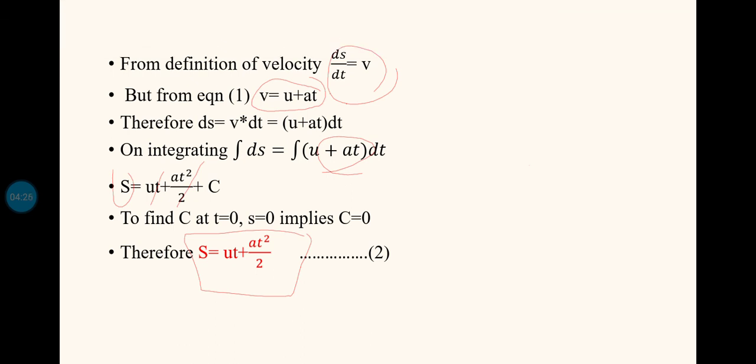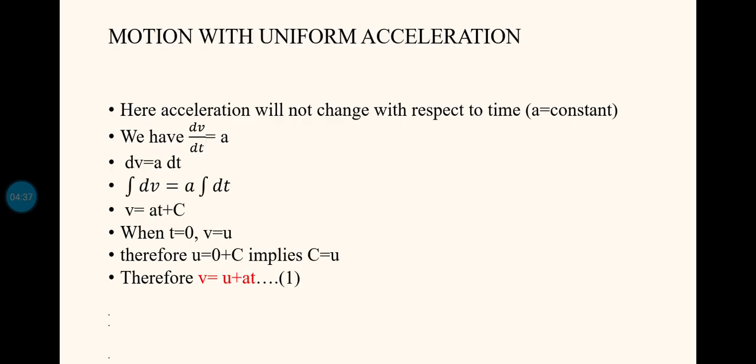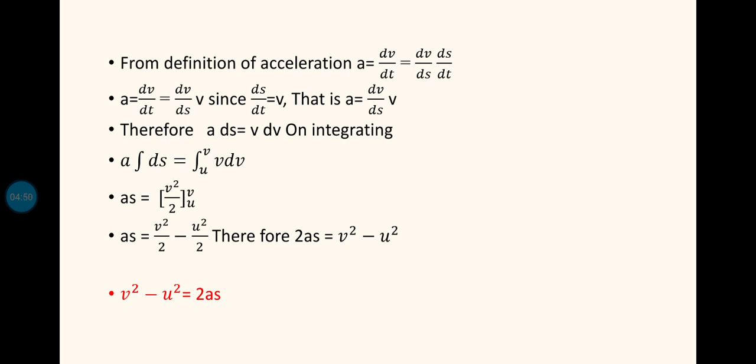Now we want to derive the third fundamental equation. First we considered the definition of velocity, and we derived this equation from the definition of acceleration itself. The second one we derived from the definition of velocity, and for the third one again we go for the acceleration equation. a is equal to dv by dt. Acceleration is rate of change of velocity, dv by dt.